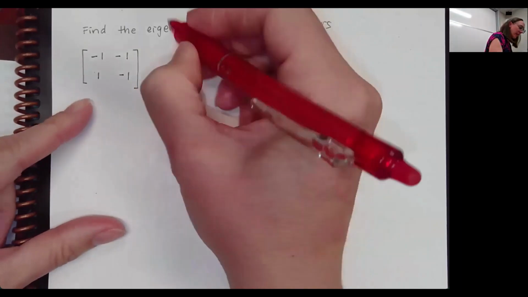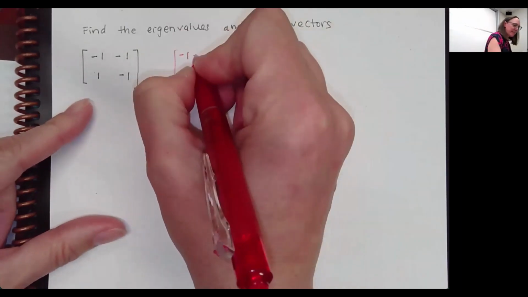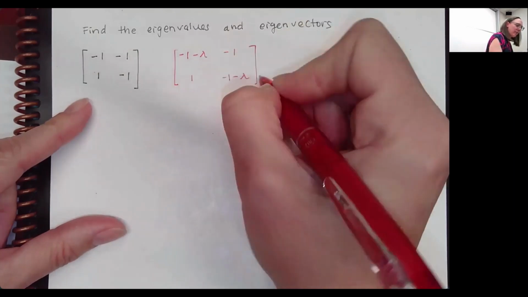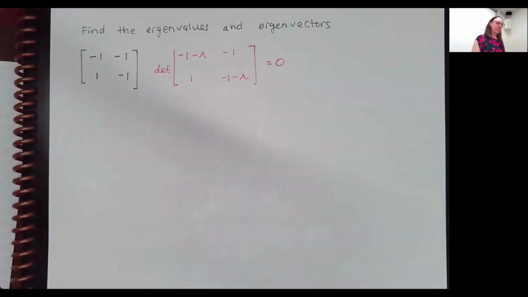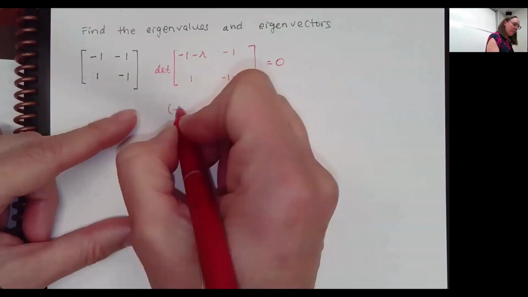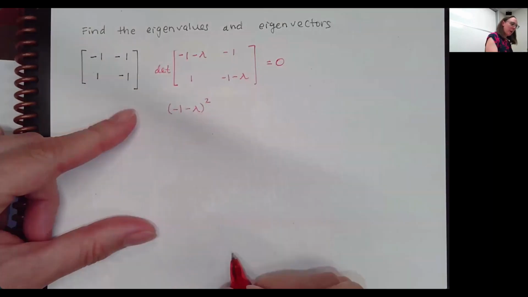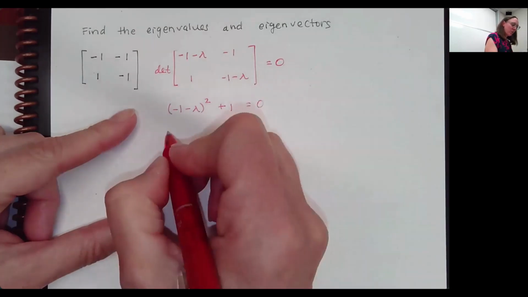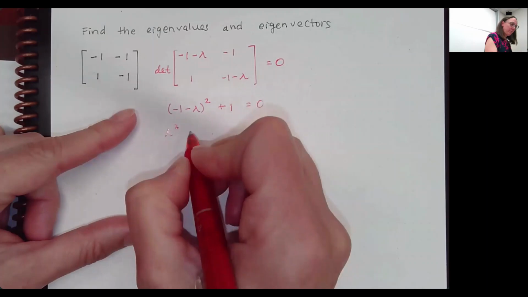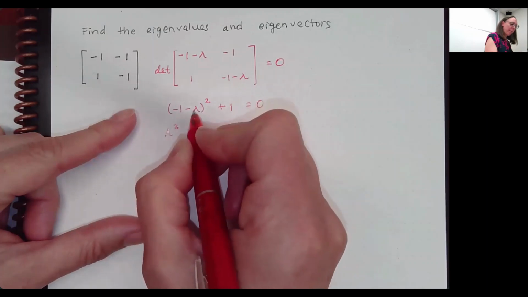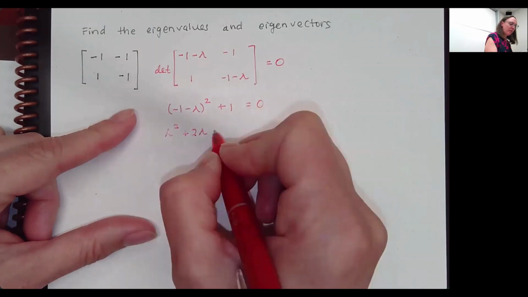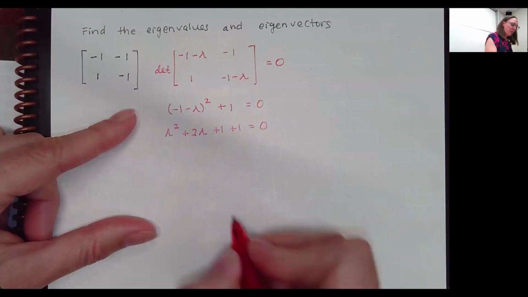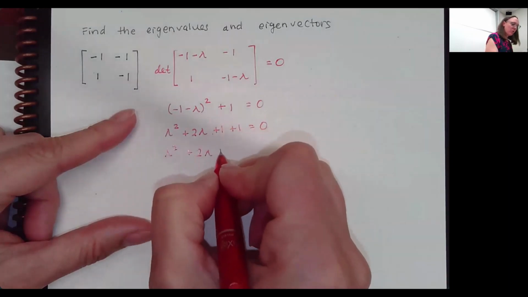So my matrix, once I've got my lambda I's in there, I've got negative 1 minus lambda, negative 1, 1, negative 1 minus lambda. So if I set that determinant equal to 0, I've got (negative 1 minus lambda) squared plus 1, because I've got minus a minus 1. So that's going to look like lambda squared plus 2 lambda plus 1 plus 1. Does that look like what you all have? So lambda squared plus 2 lambda plus 2 is equal to 0.